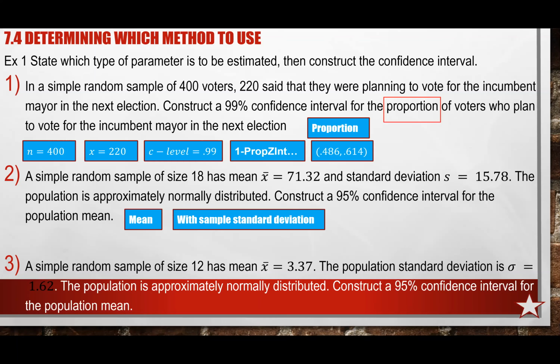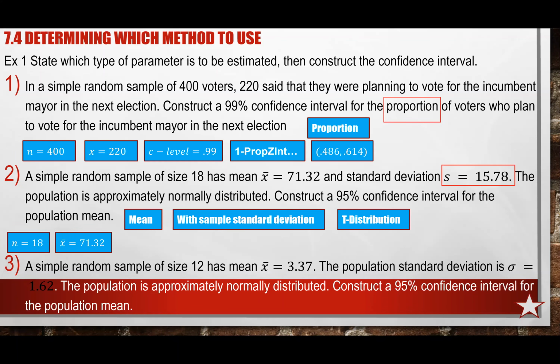And when we get to chapter 8, it's the same question. Are we dealing with a sample or a population standard deviation? So with this S here, this notation, we are working with a sample standard deviation. And if we work with a sample standard deviation, we are dealing with a T distribution. And if we deal with a T distribution, we have to use the T interval.